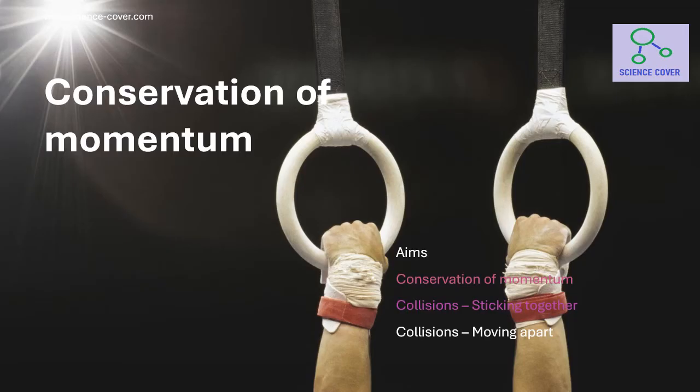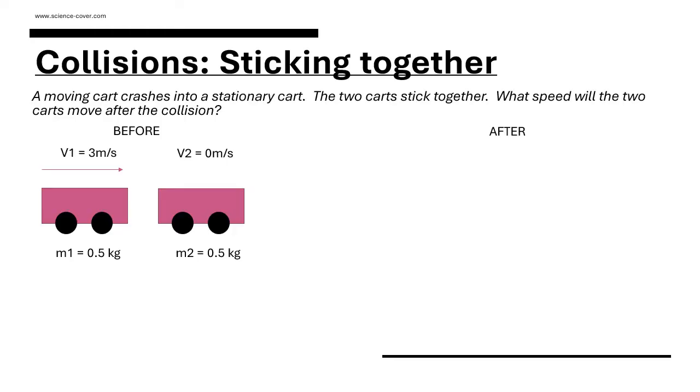Now let's investigate how momentum changes in collisions. In these examples, we look at objects that stick together after their crash. A moving cart crashes into a stationary cart. The two carts stick together. What will the speed of the carts be after the collision?